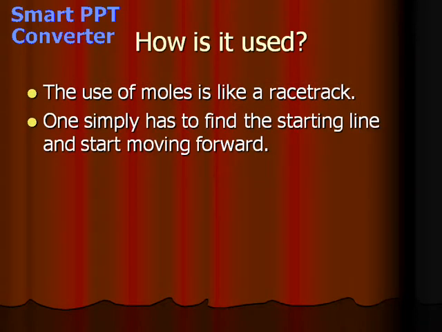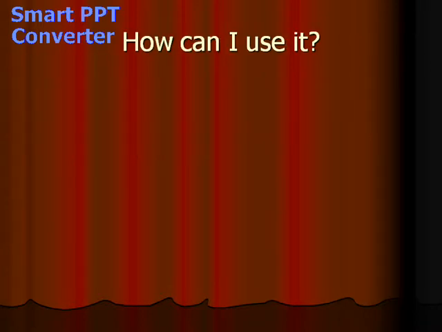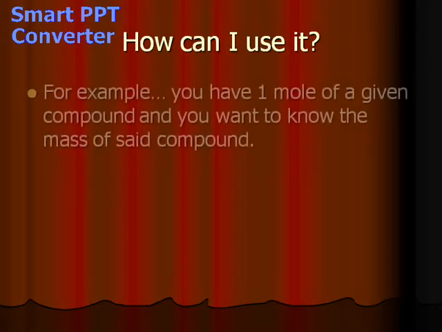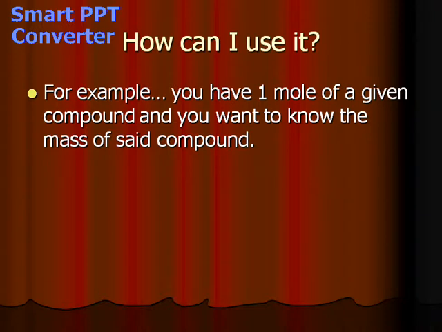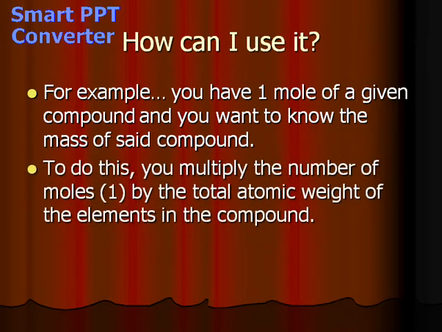Now, the use of the mole is like a racetrack. One just has to find the starting line and start moving forward, really. Now, take for example, you have 1 mole of a given compound and you want to know the mass of said compound. To do this, you multiply the number of moles by the total atomic weight of the elements in the compound.